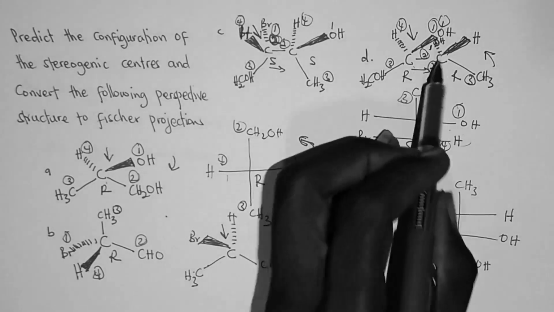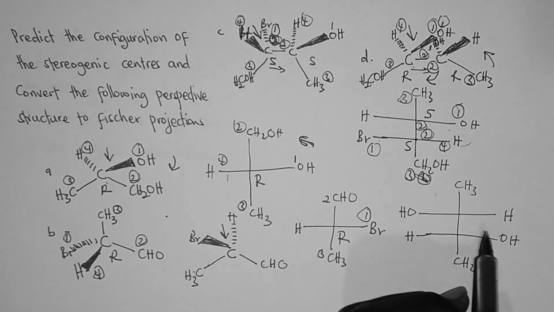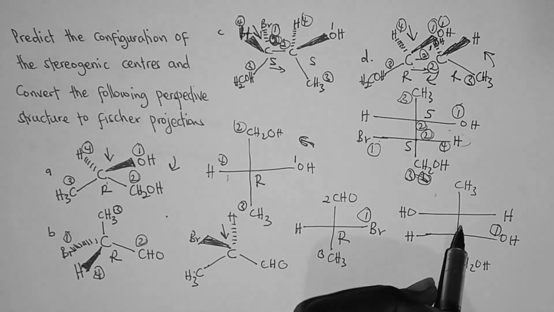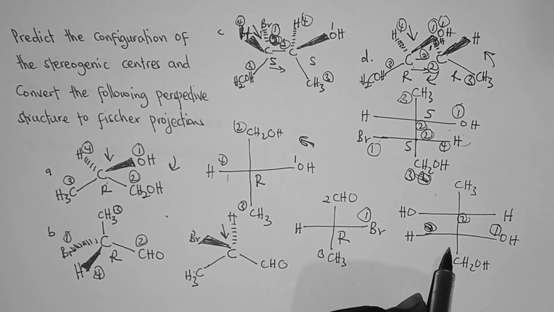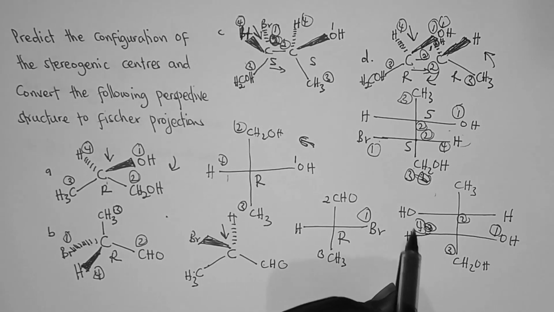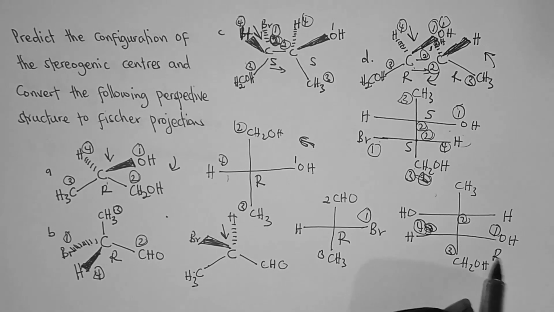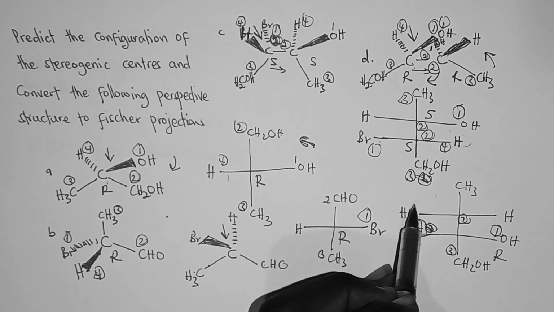So here's RR. Now let's determine configuration here. This is 1, and this is 2, this is 3. Sorry, this is 3, and then this is 4. So it is moving in the anti-clockwise direction, S, but the proton is pointing towards us, so this is an R. And let's determine configuration here.